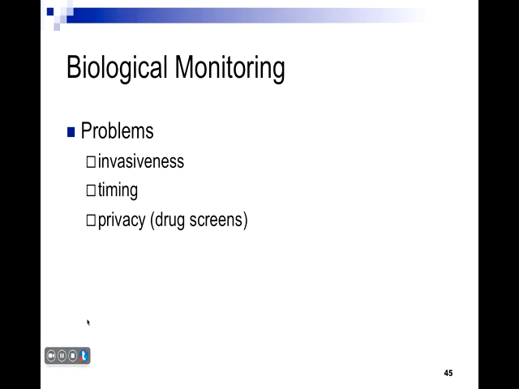Now, biological monitoring isn't perfect. There are some problems with it. First of all, it's an invasive technique. You're going to have to take a blood or a urine sample from someone, and that is invasive. Timing is really important.